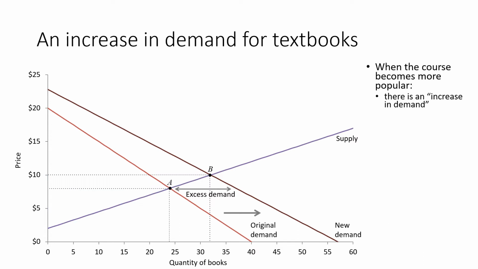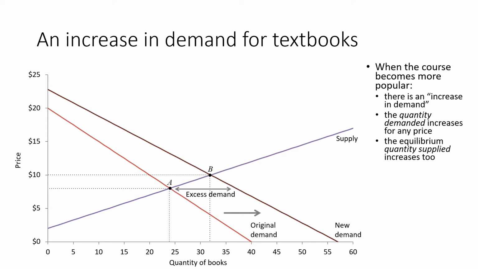When the course becomes more popular, we say there's an increase in demand, right? We can also say that the quantity demanded increases for any given price. So at a price of $10, for example, at the old demand curve, there would have been about 20 books demanded, but in the new demand curve, there are 32 books demanded.